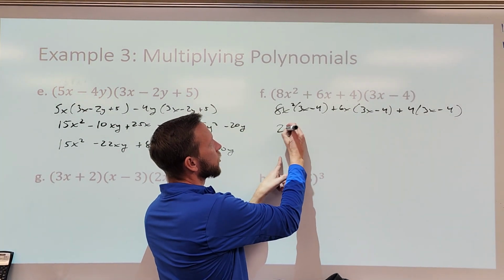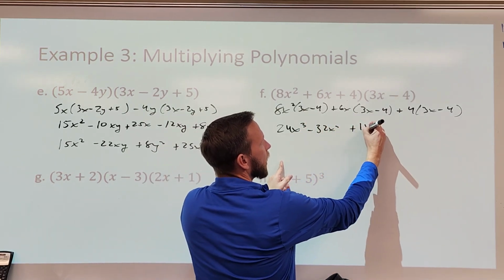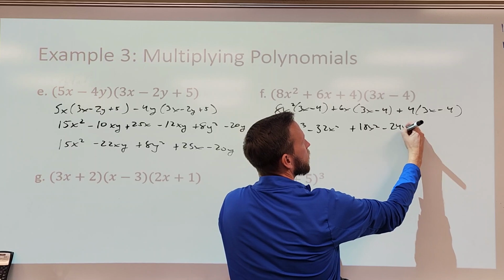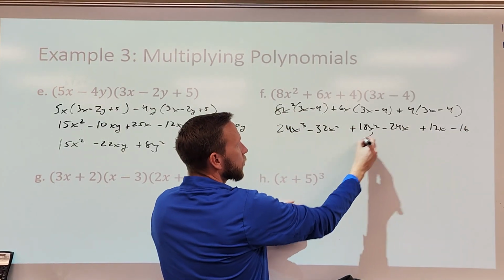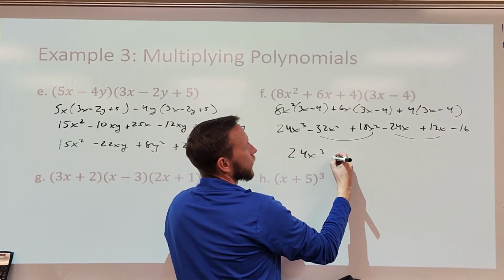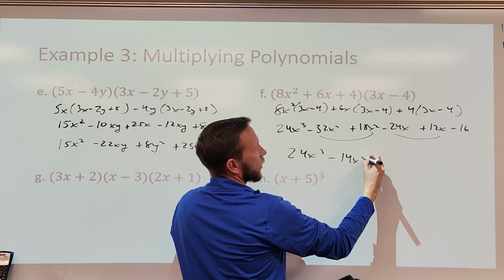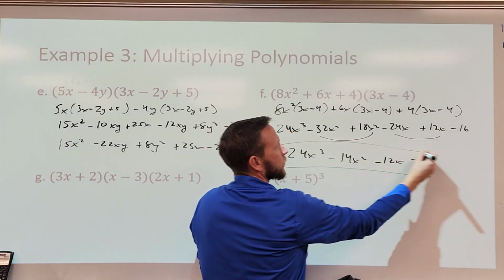Over here, when we do our distribution, we get 24x cubed minus 32x squareds. I get 18x squareds and a negative 24x's. I get a positive 12x's and a negative 16. And you can see that we've got like terms and like terms. So let's combine those like terms. This is minus 14x squareds. This is minus 12x's and minus 16.